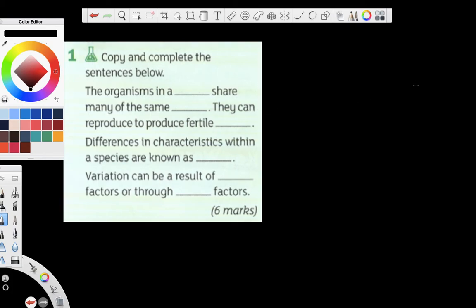So the first one, if I can get a red pen, reads: the organisms in a species share many of the same characteristics. They can reproduce to produce fertile offspring. Differences in characteristics within a species are known as variation.